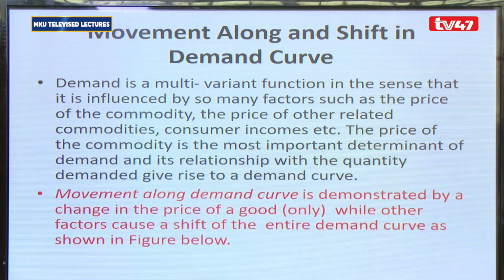I want to explain a few things about the movement along and a shift of the demand curve. Normally, we've looked at the factors that influence demand. We have talked about the price of related products. Now, the price alone, the price only as a factor, influences what we'll call a movement along the demand curve. A movement means there is a change in demand due to price. Now, demand is a multivariate function, in the sense that it is influenced by a number of factors like we have seen.